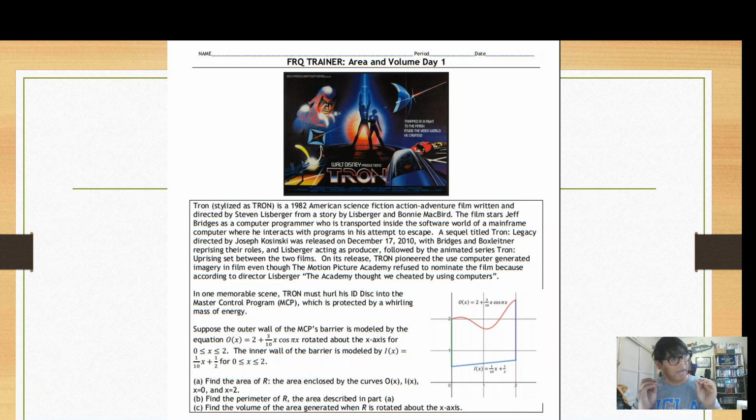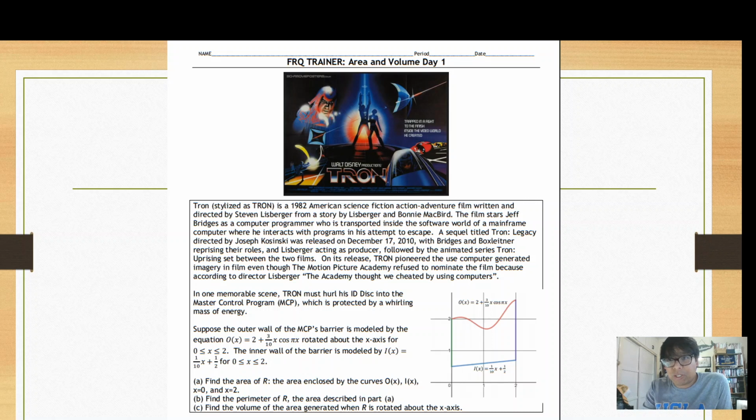So the idea for the movie is that a human gets sucked into the world of computers where, as a user, he meets other programs, and the programs are all sequestered and made to basically destroy each other for the entertainment of humans. Our problem today is based on one of the ending scenes of the movie where the hero Tron is meant to destroy the Master Control Program, or the MCP.